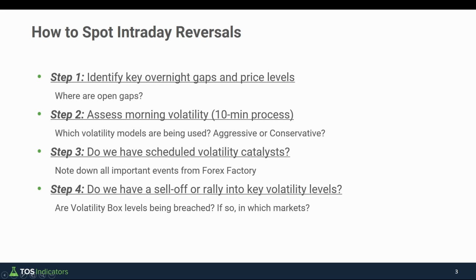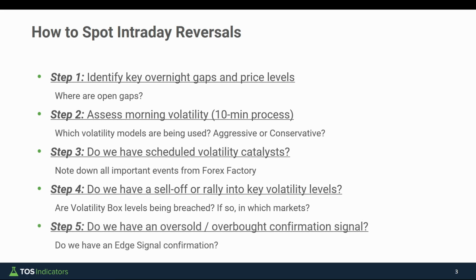Finally, step 5 is the easiest step of them all, and that's where you're simply waiting for an oversold or an overbought confirmation signal. An oversold signal is one in which price action is sold into key levels. We wait for a green arrow, and that's really the final step that tells us that we're officially in oversold territory. For overbought, that's the exact opposite. We're looking for a red arrow, which tells us that we're now waiting for price action to stop rallying, and for sellers to come in and move price action down lower.